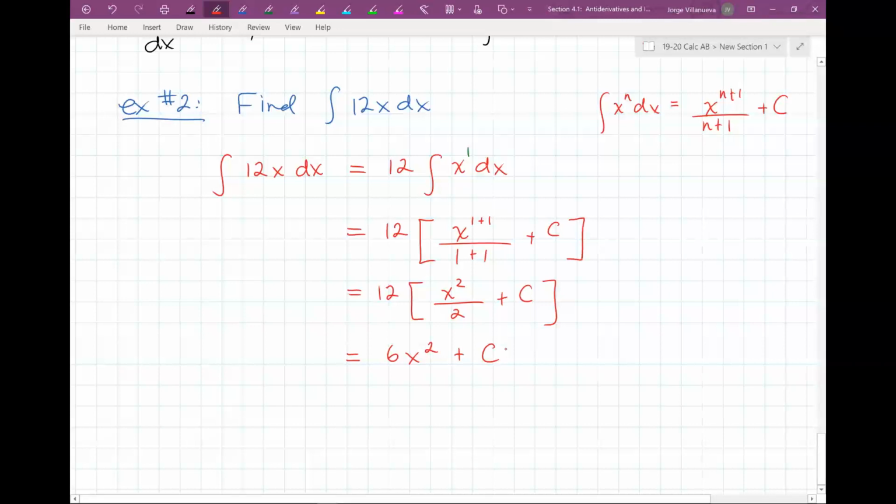Okay? So there's your answer to that example. Now, if you take the derivative of that, what do you get? 12x, right? Plus 0. So that's how you can check, did I do it right? Take a derivative. Right? So, all right, let's try another one.